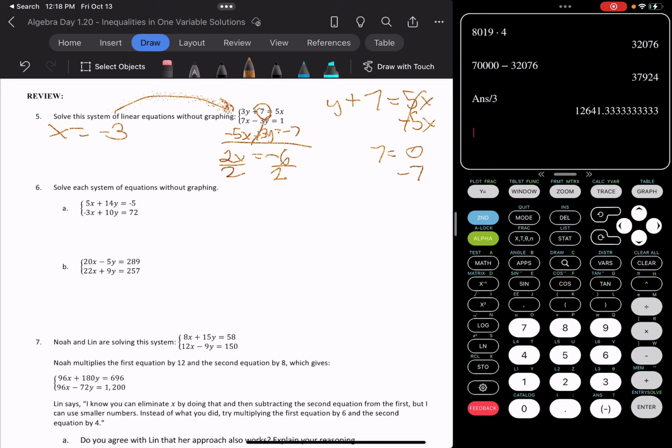Then you need to go back and plug in x, wherever x is, negative 3, to solve for y. So I'll let you do that part. Put a star next to that. That's an answer I'm looking forward to seeing on your paper that you solved yourself.